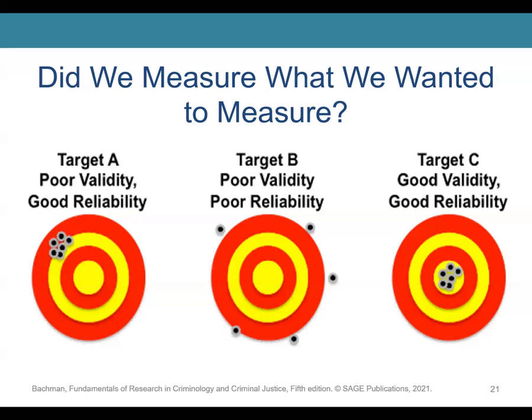If I look at target B, I have both poor validity and poor reliability because it's all over. It's the shotgun approach, right? Target C, good validity, good reliability. I'm pointing at the center of the target. I'm putting my round down range. I'm hitting the center of the target. I have that area. Okay.